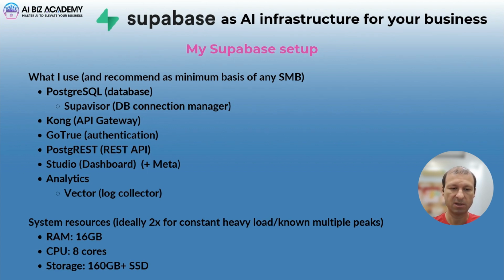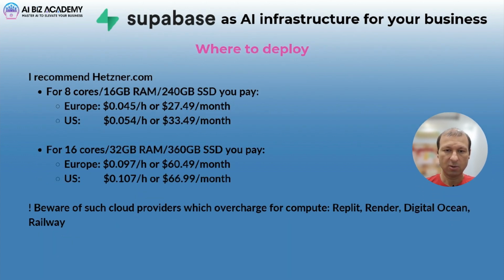This is a very good starting point, and it should cope with no problem with medium load for any small to medium business application. Now, where can you deploy Supabase? From my experience, I recommend using hetzner.com. Here you have some examples for their pricing models. So for 8 cores of CPU, 16 gigabytes of RAM and 240 gigabytes of storage, you pay for a server in Europe around $28 per month and around 34 in US.